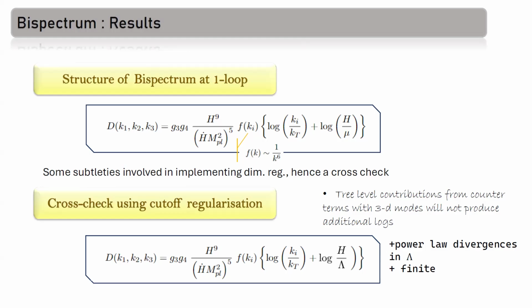So the structure of the bispectrum we found, the renormalized bispectrum at one loop, is you get a log of the ratio of comoving scales, a log of the ratio of physical scales, and a kinematic structure that goes as 1 by k6. So this is still dilatation invariant. Now, as we just saw, there are some subtleties involved in computing this diagram in dimensional regularization, so a cross-check is always good. And we see once again that in cutoff, you get exactly the same kinematic factor, which goes as 1 by k6, and the same log k i by k t. And you get a log h by lambda plus some power law divergences.